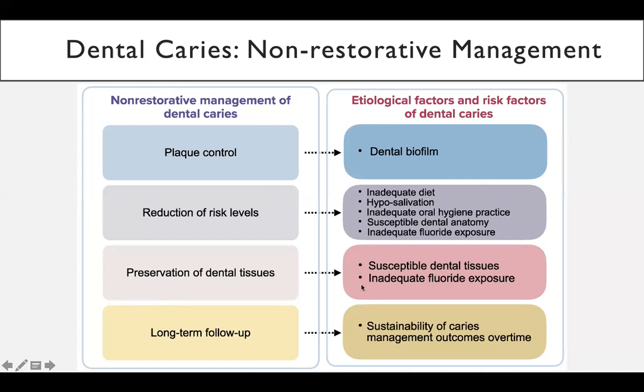Preservation of dental tissue. We need to preserve dental tissue. What's the problem? What are the factors? Susceptible dental tissues and inadequate fluoride exposure. So brush your teeth with a good toothpaste. Don't save money on the toothpaste.